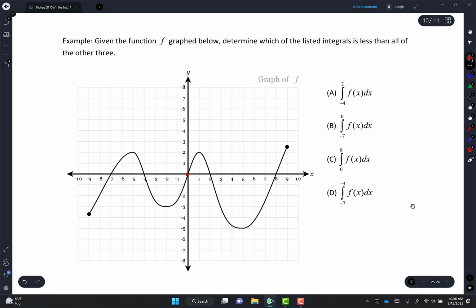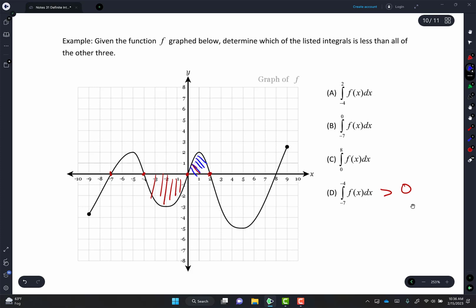I know between 0 and 2 that is positive, and between negative 7 and negative 4 that is positive. So between negative 7 and negative 4, I'm going to put greater than 0. Between negative 4 and 2, there is more area below the x-axis than above the x-axis. Here's what we're talking about, see?